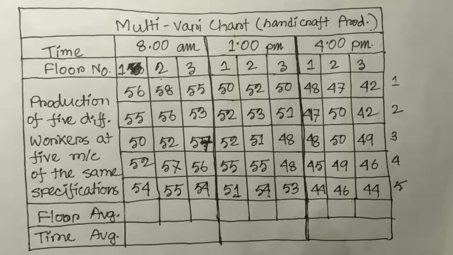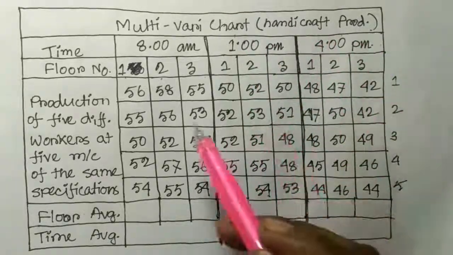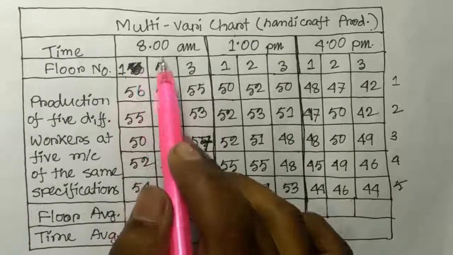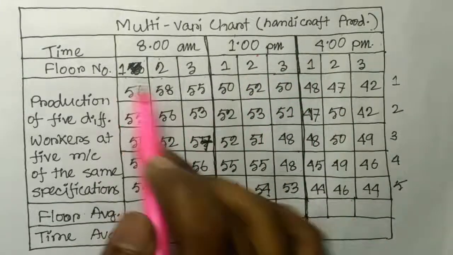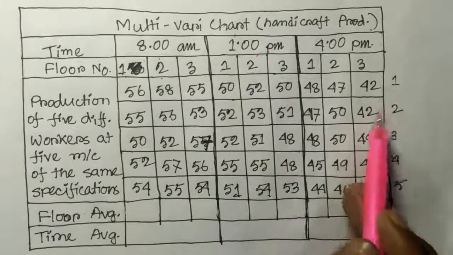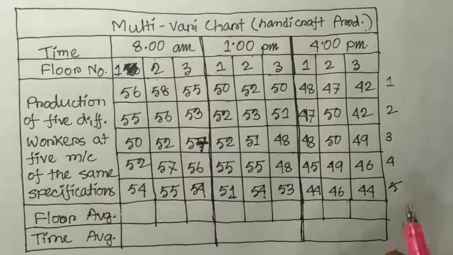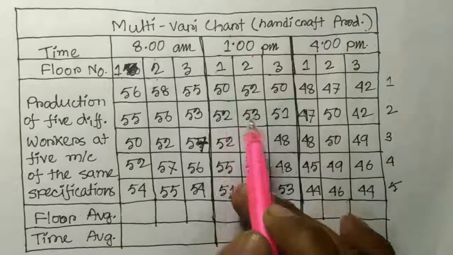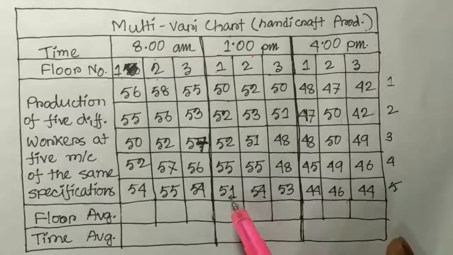This is a typical example of a Multi Vari Chart. Here, handicraft production data are given. There are 3 different times: 8 AM, 1 PM and 4 PM; 3 different floors: 1, 2 and 3; and 5 different workers: 1, 2, 3, 4, 5. So data are denoted such as at 1 PM on floor 1, workers are producing 50, 52, 52, 55, 51.